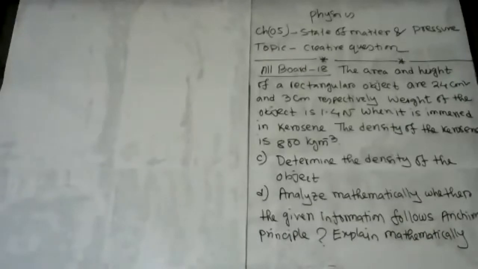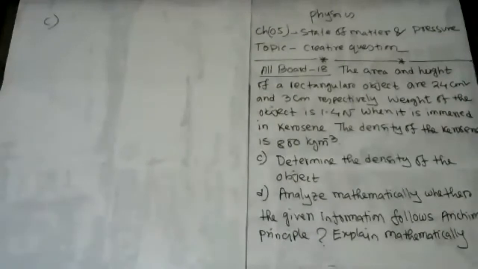My dear student, you see that the area and height of a rectangular object are respectively 24 centimeters square and 3 centimeters. The weight of the object is 1.4 Newton when it is immersed in kerosene. The density of the kerosene is 800 kg per meter cube. Then it is said to determine the density of the object. And question number D, analyze mathematically whether the given information follows Archimedes' principle and explain mathematically. Now, my student, I'm going to solve question number C.